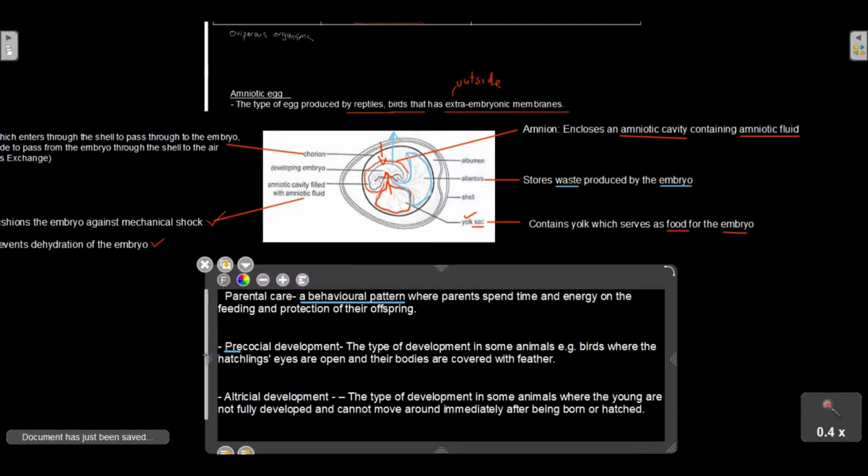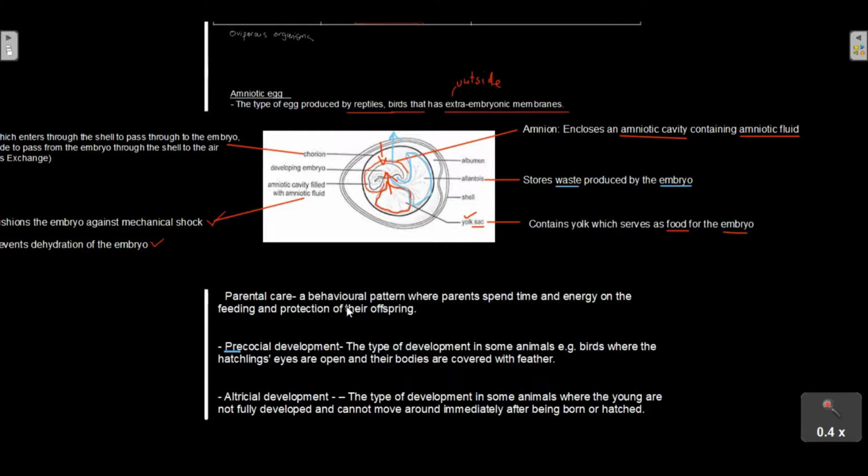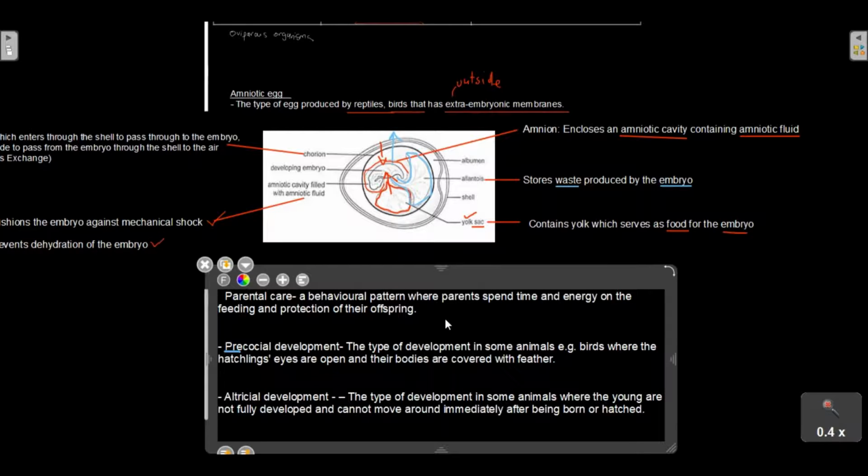It's actually the opposite of altricial development, where the young are not fully developed, they cannot move around, and they really require parental care, like humans. We know that babies are born very vulnerable. They are not aware of their surroundings, their environment. They are not fully developed. They need attention. They need teaching. They need care. That is what we call altricial development.